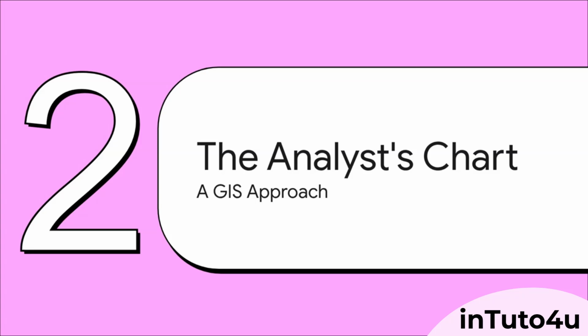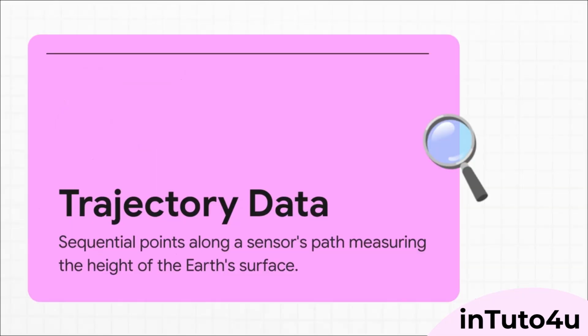Okay, so let's shift gears completely. This second approach takes us out of the code editor and into the world of geographic information systems, or GIS. And specifically, we're going to look at a super powerful tool inside ArcGIS Pro that's designed for this exact type of data. So what is trajectory data anyway? Well, according to Esri, it's basically a series of points collected one after another along a sensor's path. So think of a satellite measuring ocean wave heights or the exact shape of an ice sheet. This isn't just some abstract line in 3D space. It's this rich data set packed with measurements that are absolutely crucial for understanding our planet.